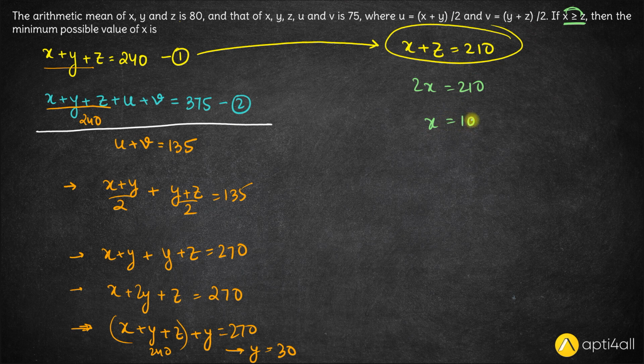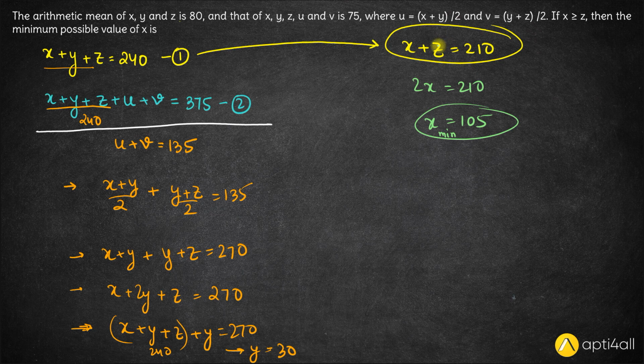So if x is equal to z, we have 2x is equal to 210. I meant minimum value, not maximum. X is greater than or equal to z, so the least value of x is when x is equal to z. So we have x plus x, 2x is 210, so x comes out to be 105. This is the least value of x.